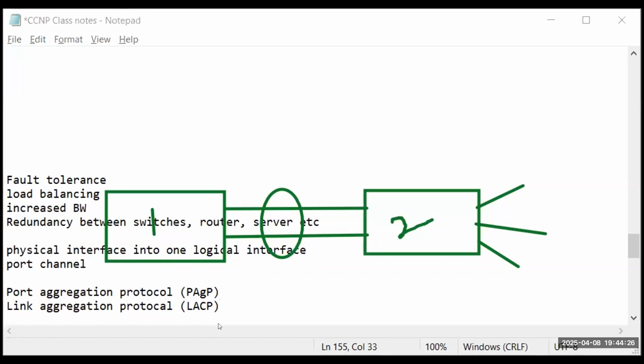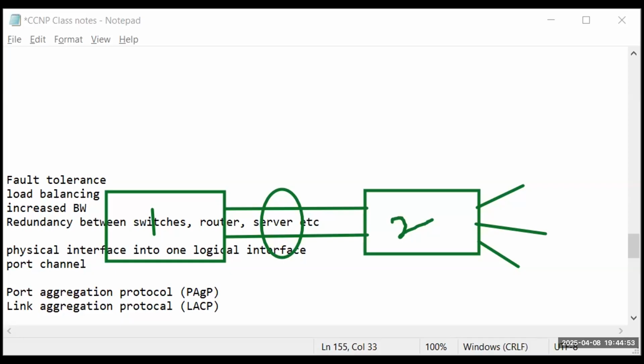So these are the two protocols that allow ports with similar characteristics to form into one dynamic negotiation interface. It is also possible to configure a static or unconditional EtherChannel without LACP. Okay, fine. So LAGP is a Cisco proprietary protocol.